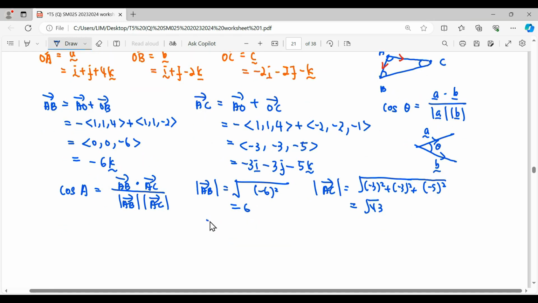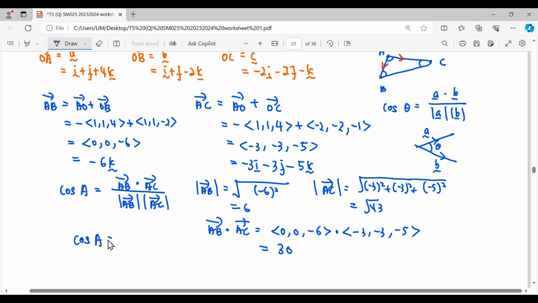Then we are going to do AB dot AC, which is 0, 0, negative 6 dotted with negative 3, negative 3, negative 5. How do we perform the dot product? It will be x times x, y times y, then z times z. So we get 30 here.